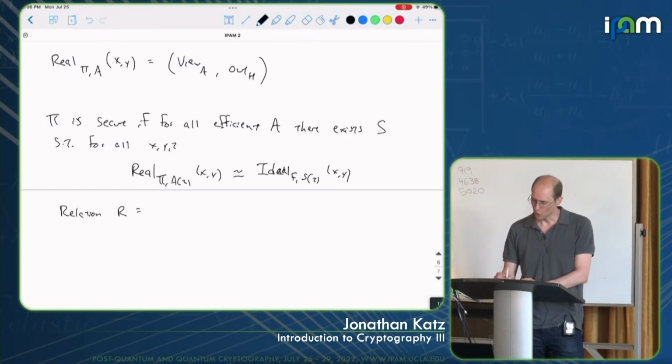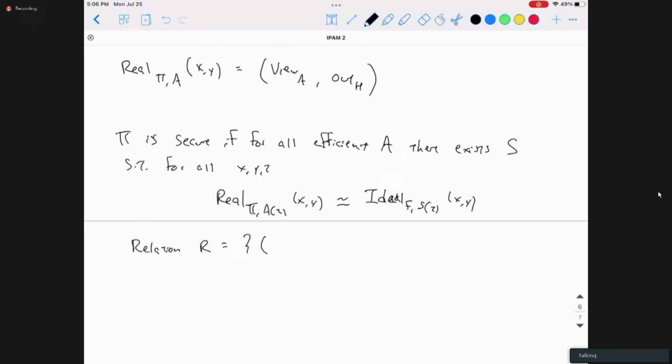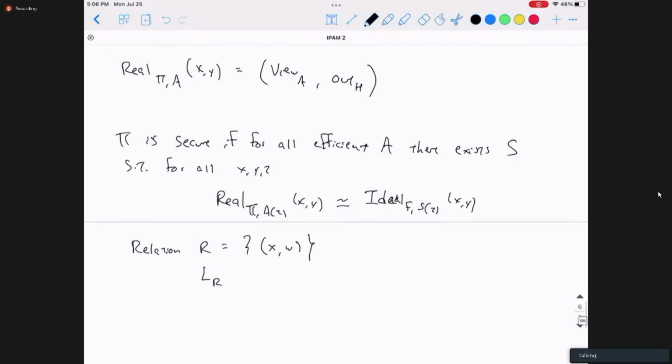So a relation R is simply a pair of values. If you have some pair of values, they're either in this relation or they're not in this relation. We can define a language based on this relation, which is just going to be a set of instances X, such that there exists a W such that XW is in R.